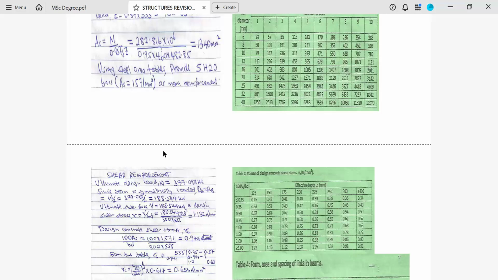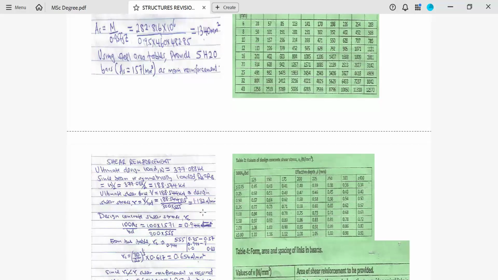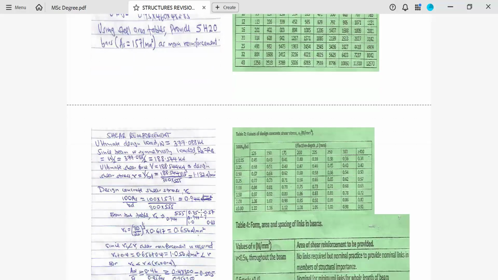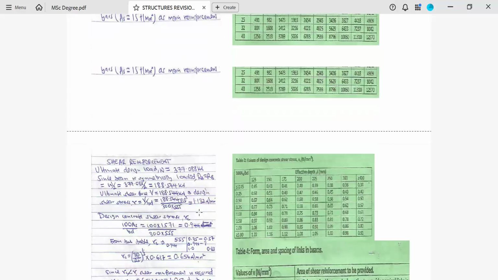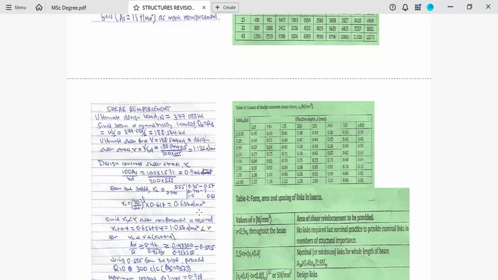So this will be equivalent to 30, which is our FCU, over 25 raised to the power a third. I multiply by 0.617. I get 0.656. So that will be the value of our design concrete shear stress VC. Now let us proceed.